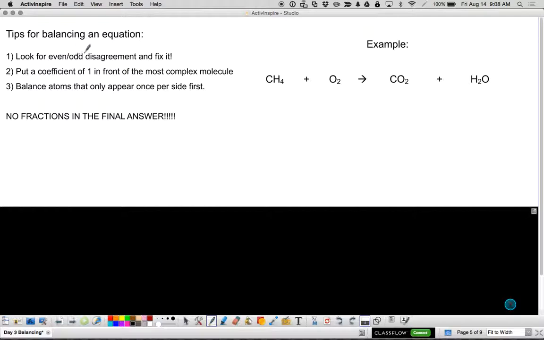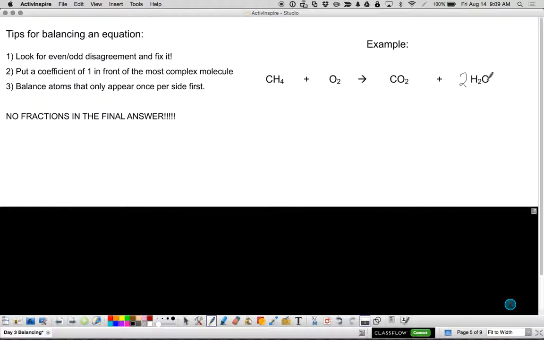One, look for even-odd disagreement and fix it. Well, what do I mean by that? Let's take a look at the oxygens, okay? I have 2 oxygens on this side, and I have 3 oxygens on this side. And there is nothing that I could multiply this by in order to make the number of oxygen atoms on this side odd, which means that I'm going to have to fix this to make it even, all right? So I'm going to put a 2 here, and I'm going to know that this number always has to be a multiple of 2. So that's important to keep in mind.